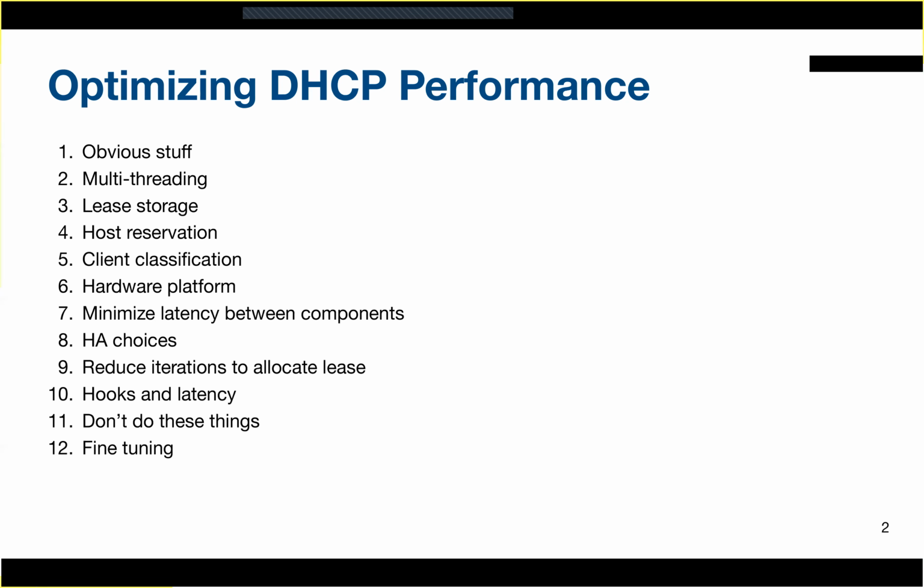I'll try to give some hints about optimizing DHCP performance. I'll start with the very obvious stuff, go through multi-threading, different aspects of lease storage, host reservation, client classification, hardware platforms, the importance of minimizing latency, different tips for high availability, how to reduce iterations, what hooks to avoid and what's their impact on latency, and a bunch of things that you should avoid, and some final notes about fine-tuning.